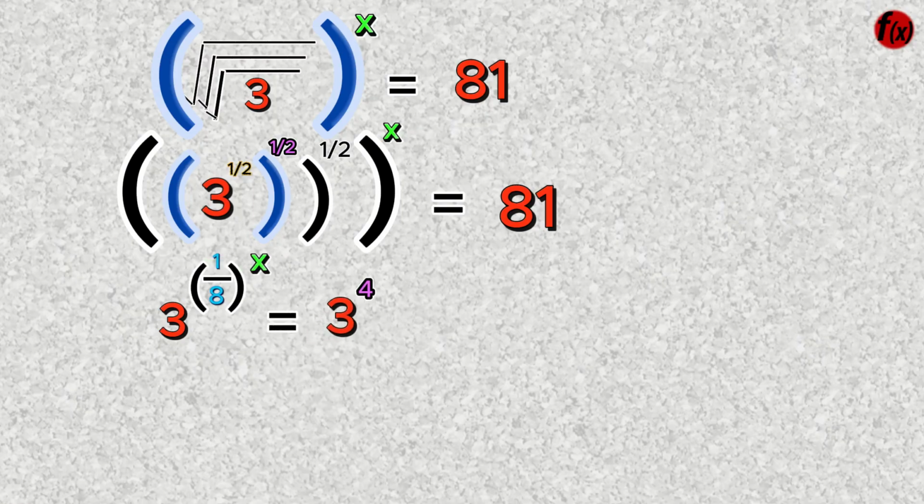Now, we can rewrite 81 as 3 to the power 4. So the equation becomes 3 to the power 1/8 times x equals 3 to the power 4. Since the bases are the same, we can equate the exponents. 1/8 times x equals 4.